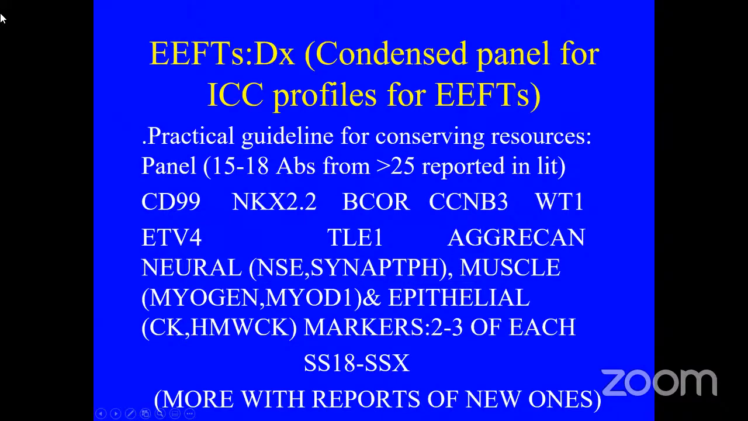So I have discussed with you the IHC profile of all these 5 entities in the extended Ewing family tumors. And as we have talked about a long list of various IHC markers, which are more than 25 in number, what I am suggesting in this slide is that you can use a condensed IHC panel from a practical point of view to conserve the resources. And I have listed about 15 to 18 IHC markers on this slide. Going through this is not going to achieve anything, because you may not be able to remember all these, and you need to have a printout in front of you as to what type of condensed panel we can use.